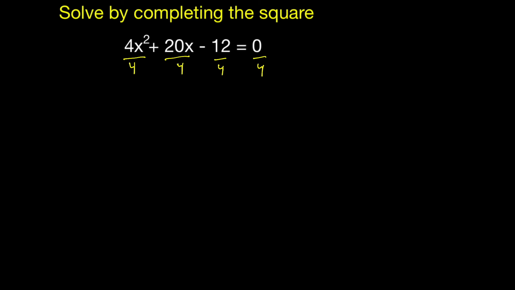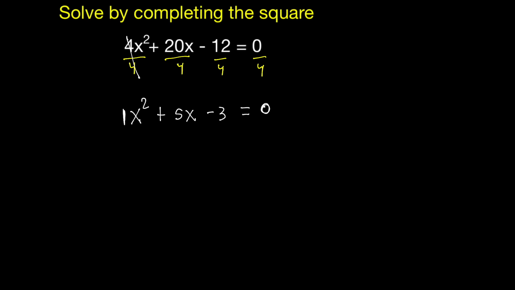In doing so, now the 4's are going to cancel out, leaving me with x squared with a coefficient of 1, which is what I want if I want to complete the square. 20 divided by 4, that's going to give me 5x. Negative 12 divided by 4, that's going to give me a negative 3. And then 0 divided by 4 is just going to be 0.